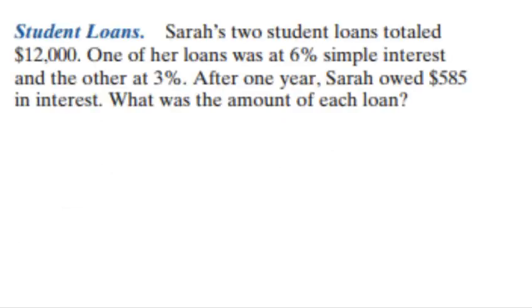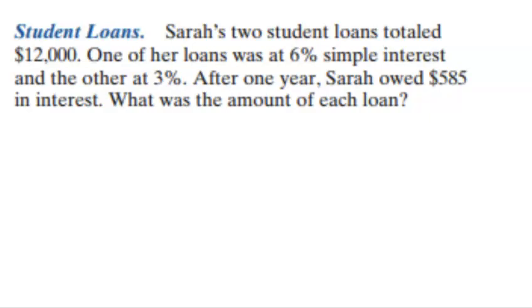Sarah's two student loans totaled $12,000. One of her loans was at 6% simple interest and the other was 3%. After 1 year, Sarah owed $585 in interest. What was the amount of each loan? So let's think about this. She borrowed a total of $12,000. She borrowed some money at 6%. She borrowed some money at 3%.